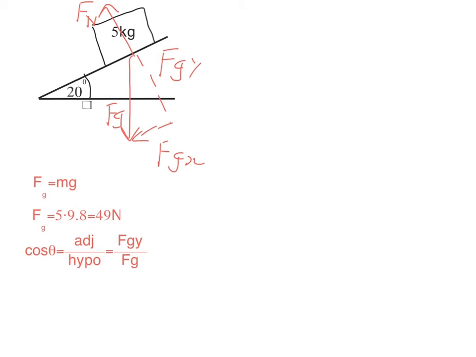If I want to figure out what FGY is, all I have to do is multiply this side and this side by FG, and then I'll get FGY. So now my equation is going to look like this. FGY equals FG cos, and in this case, it is 20 degrees.